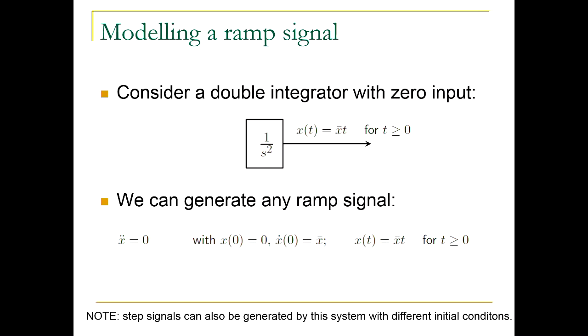By the way, notice that here I assumed that x0 at 0 is 0, but if I assume something else, I could have gotten a sum of a step signal and a ramp signal. So with a double integrator, I can generate step signals with certain choices of initial conditions, and I can also generate ramp signals in the same way as I did before. So where do we need ramp signals?